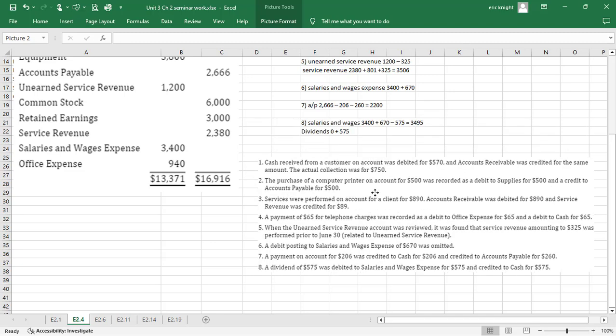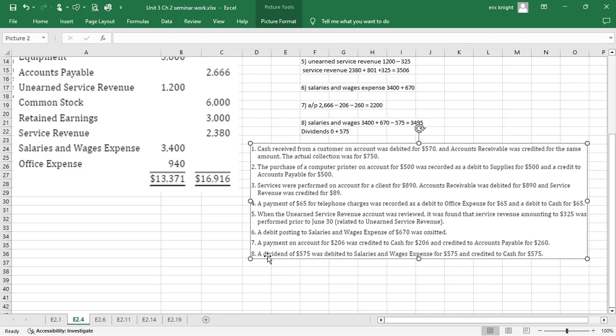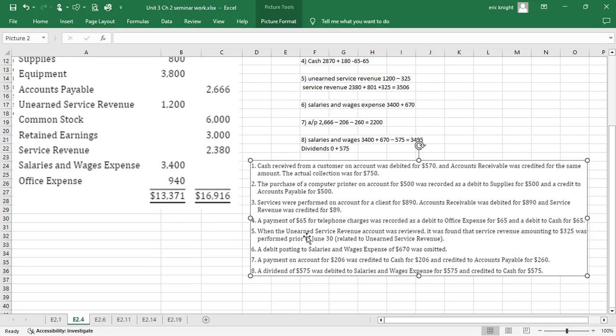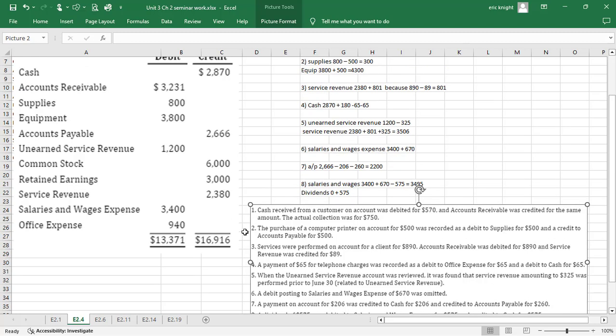All right, last one on this problem. A dividend of $575 was put in salaries. Dividends don't go in salaries, so we need to take it out of salary. So go to salaries and take out the $575 that was put in there. And then we need to put it into dividends. So our dividends are going to go up. There was no dividends here, so we're now going to have dividends that go from 0 to $575.